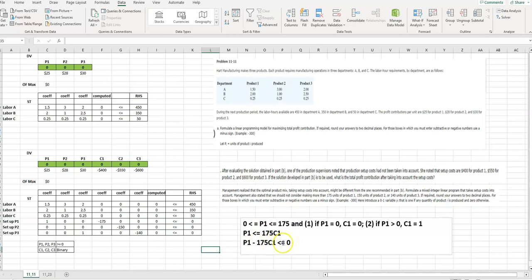So if P1 happens to be 0, then 175 times C1 is going to be 0, and 0 minus 0 is less than or equal to 0. However, if P1, let's say for example, P1 is 1, meaning we make one of these products, the only way for the left-hand side to be less than or equal to 0 is if C1 becomes 1. So if P1 is equal to 1, then 175 minus 175 C1 has to become minus 175 in order to make the left-hand side less than or equal to 0. Because remember, C1 can only be 0 or 1, right?